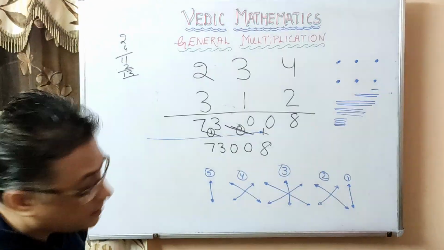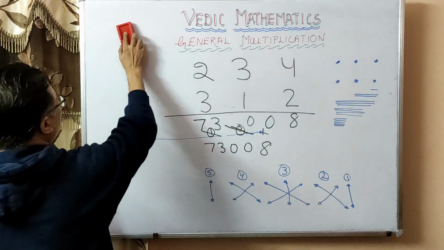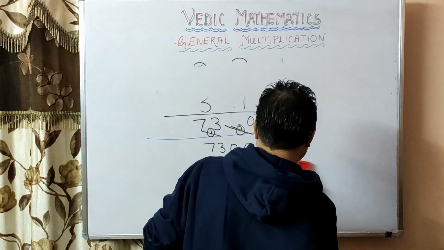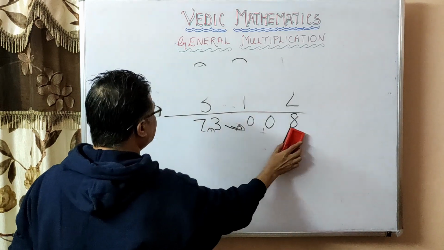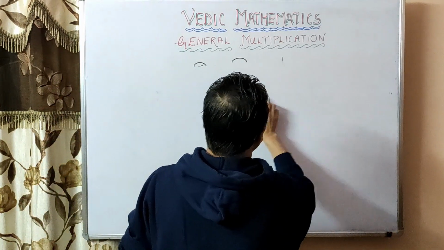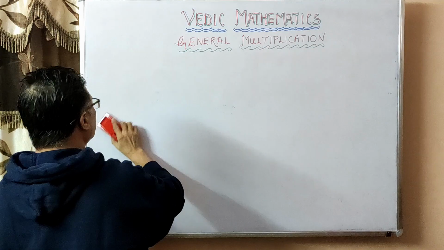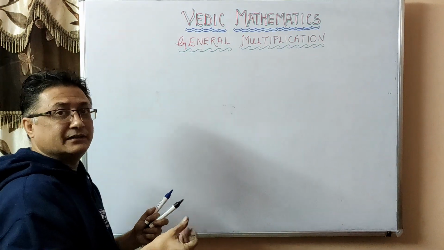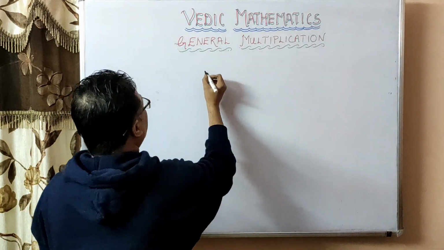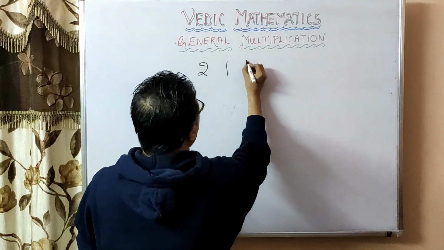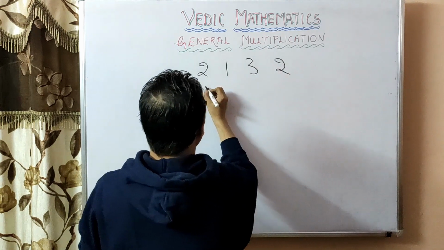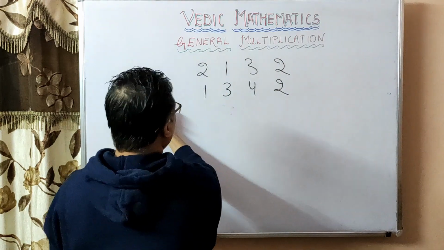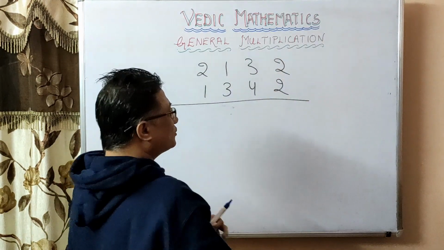Now we'll talk about multiplying two 4-digit numbers. So the multiplication is the same, the path is just, you don't need to remember the path, because when you practice and practice and practice, you'll know what to do exactly. Example: 2132 multiplied by 1342. Suppose you have to multiply these two numbers.